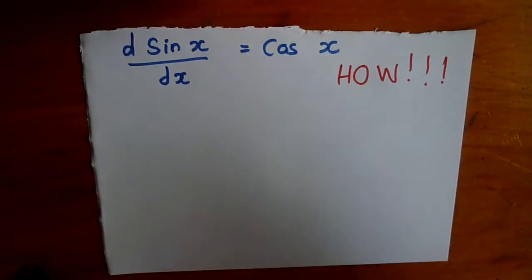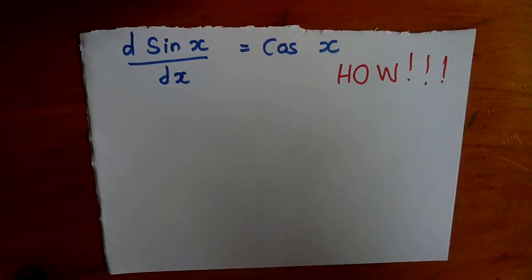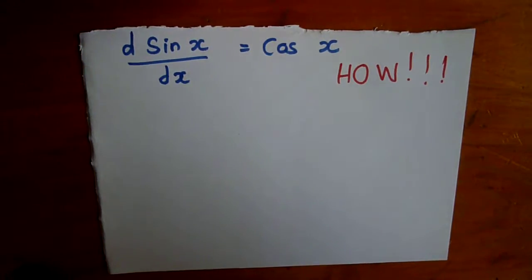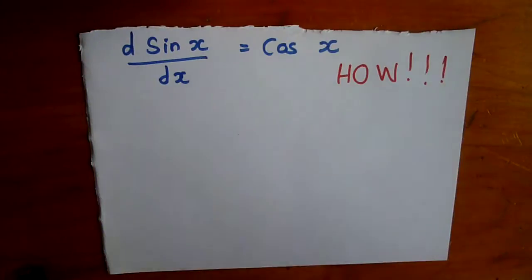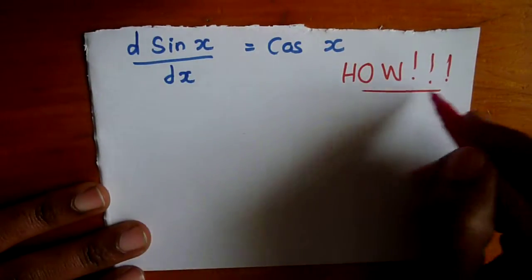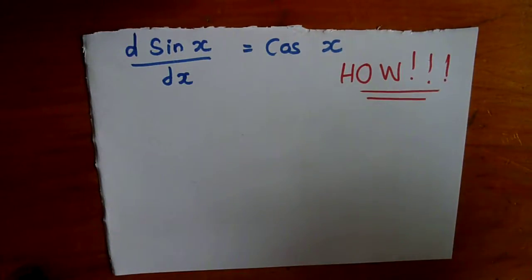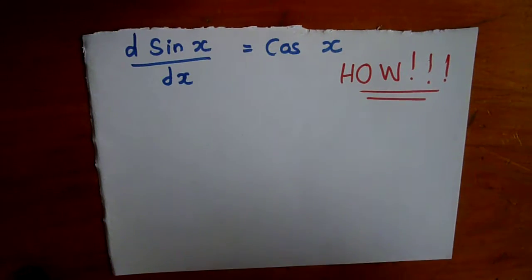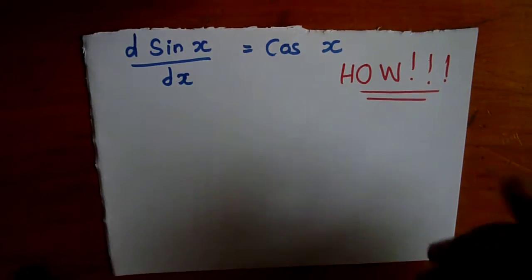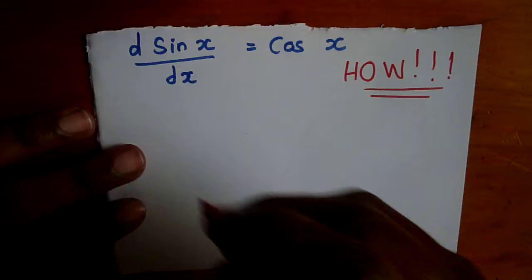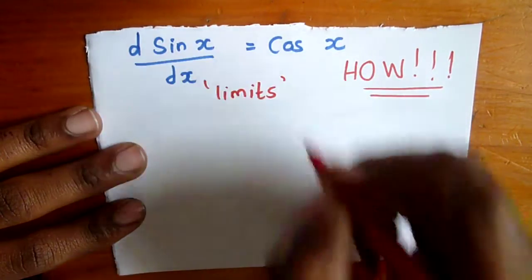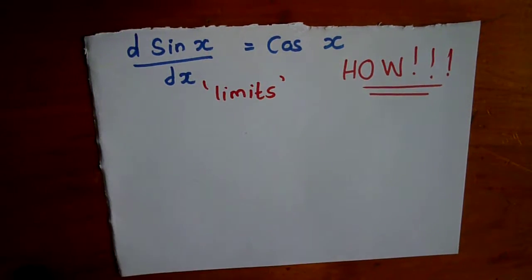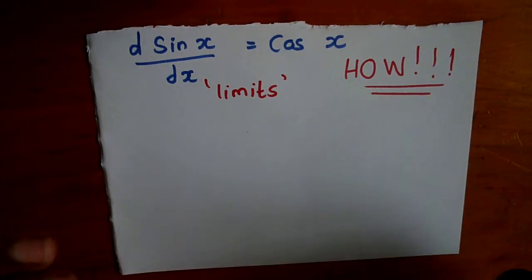Well, a lot of people ask themselves, how is the derivative of sine x with respect to x equal to cos x? How? Well, what we're going to do is prove it right now. But before that, I'd like you to have watched my video on limits. Anyway, you're just going to flow by despite not watching that video, so let's go on.